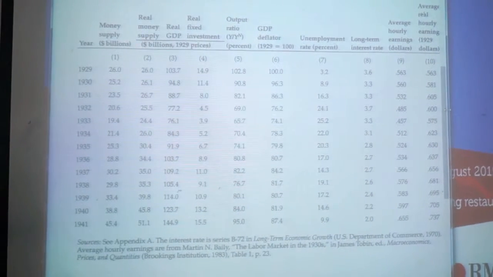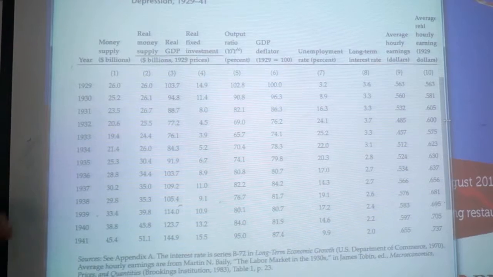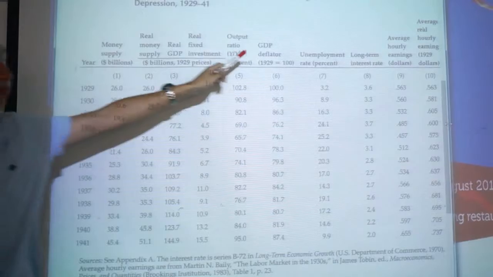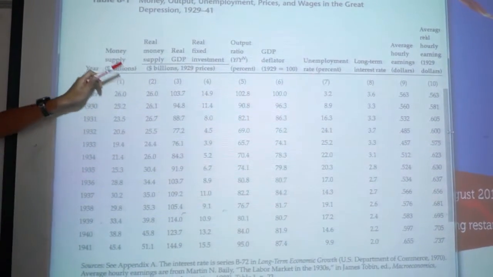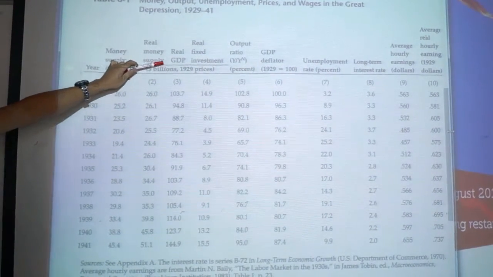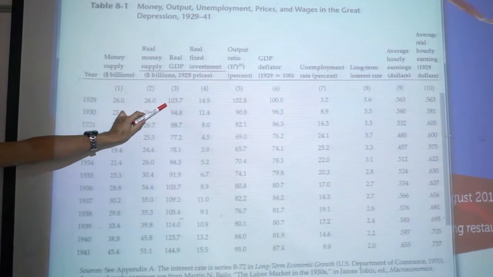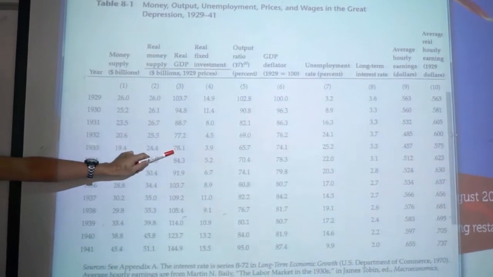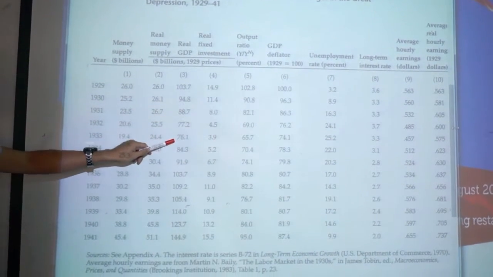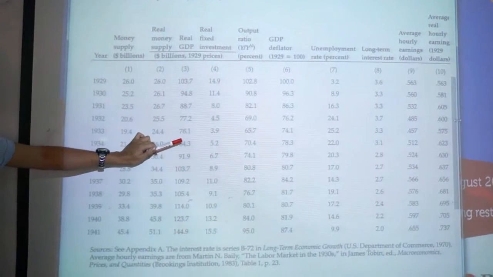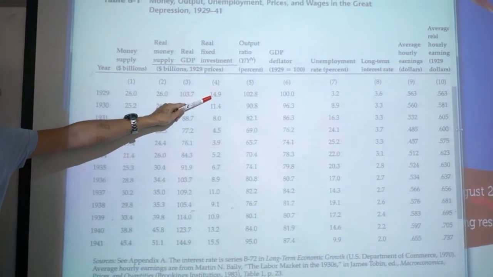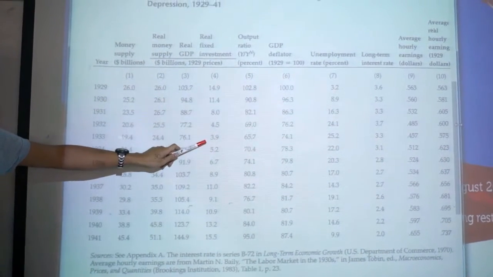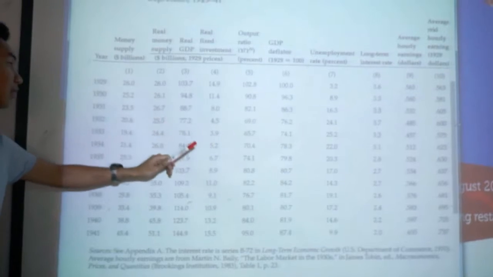As we know, the Great Depression is shown by the decrease in real GDP, real fixed investment, and the unemployment rate. As you can see, from 1929, the real GDP decreased from 103.7 down to 76.1 in 1933. The real investment also decreased from 14.9, also in 1929, down to 3.9 in 1933.